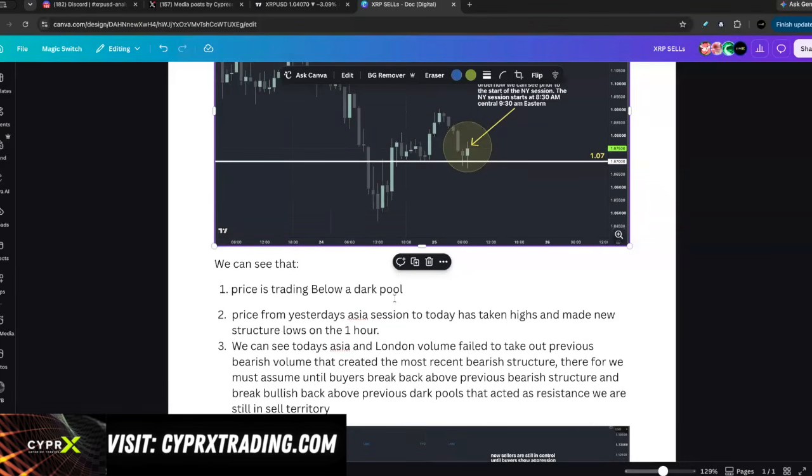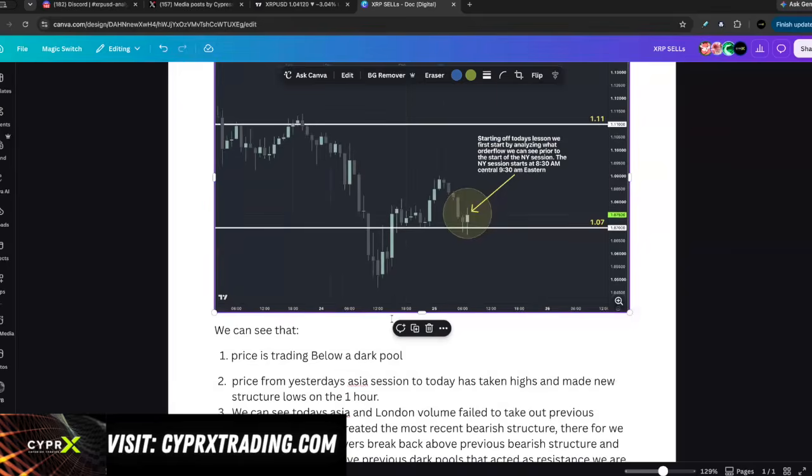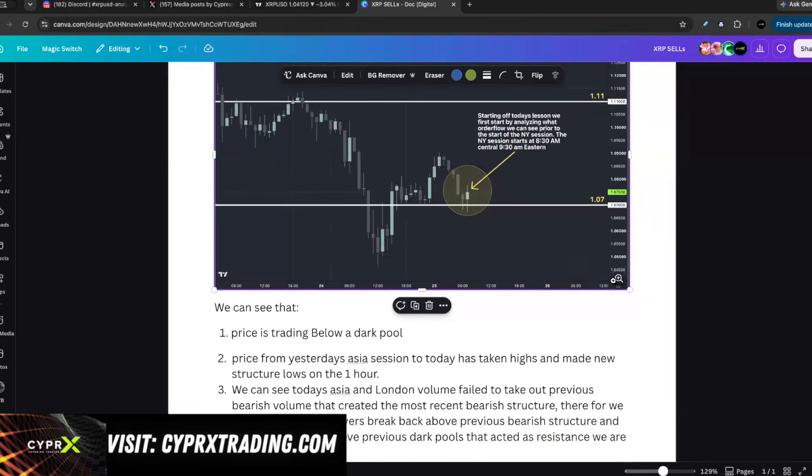And then we can also see today's Asia session and London session volume failed to take out previous bearish volume that created the most recent bearish structure. Therefore, we must assume until buyers break back above previous bearish structure and break bullish back above previous dark pools that acted as a resistance, we are still in bearish territory.